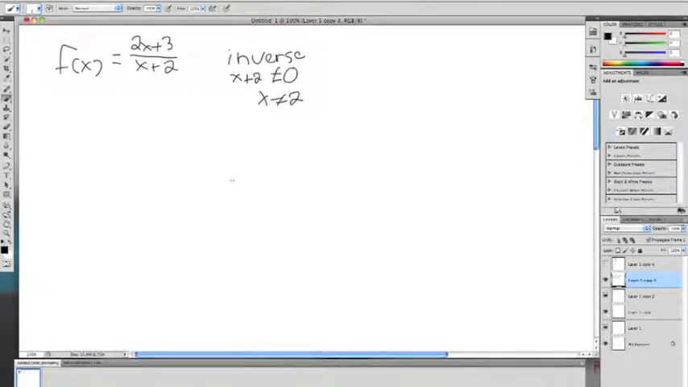Sorry for those technical difficulties. Also, it turns out I copied f of x wrong. It was actually supposed to be 2x plus 3. That still wouldn't change the domain, but it would drastically change the inverse.